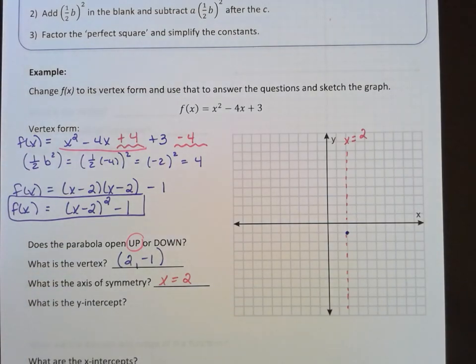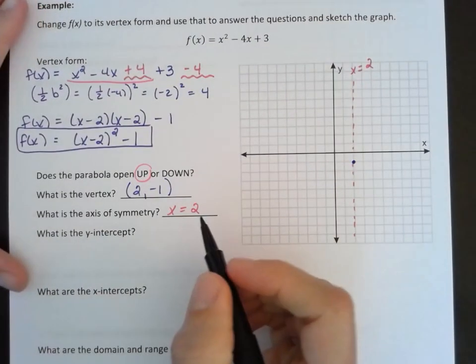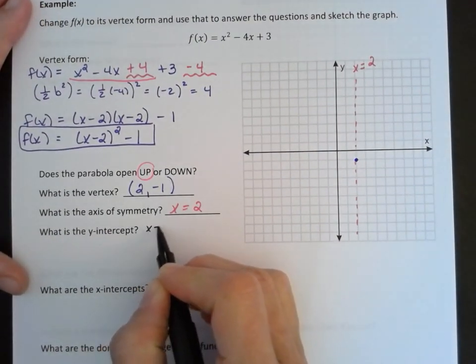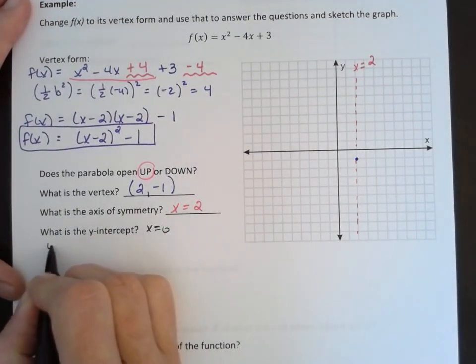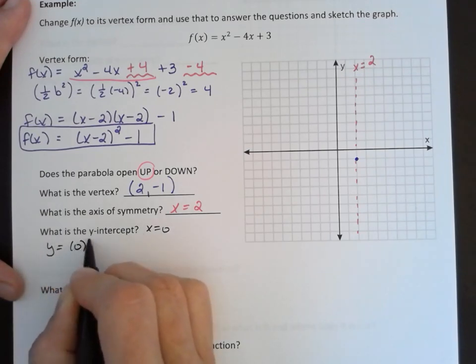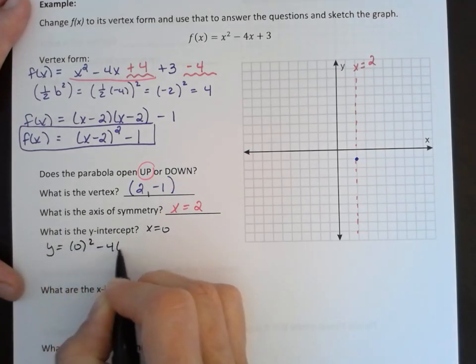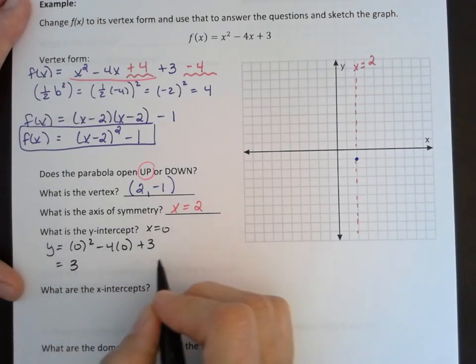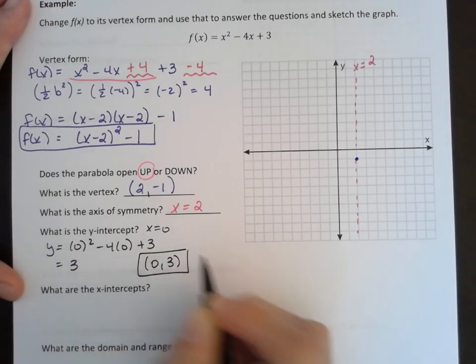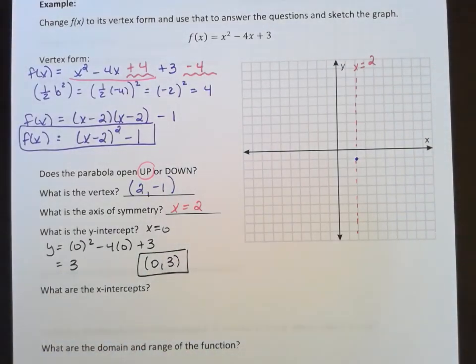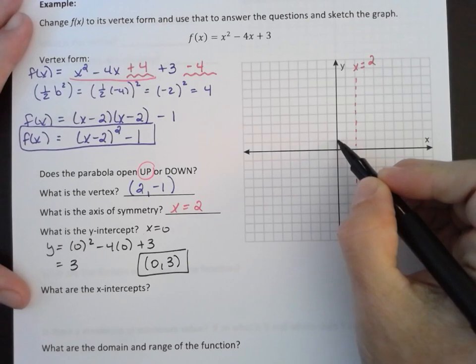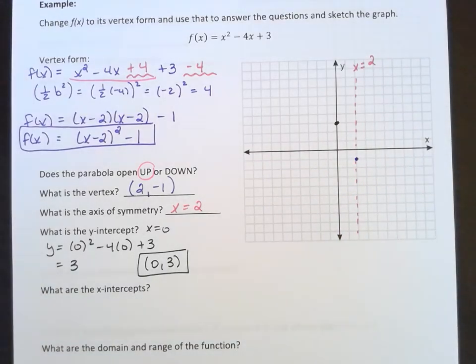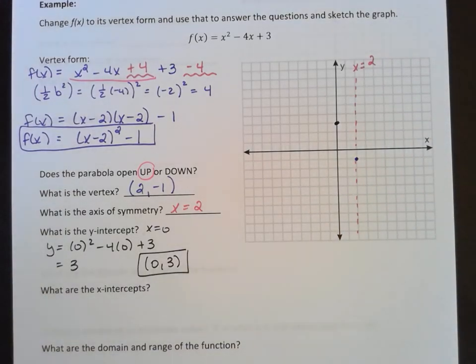How about the y-intercept? For a y-intercept, remember you let x equal 0. So we have y is equal to 0 squared minus 4 times 0 plus 3, which is just 3. So your y-intercept is the point (0, 3). Now we can graph that one. 0, 1, 2, 3. We need our x-intercepts.